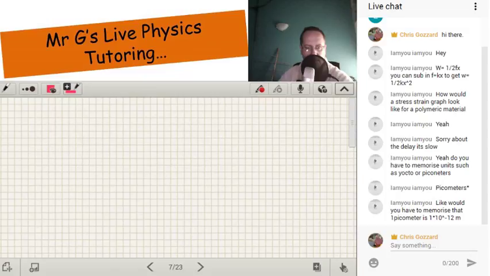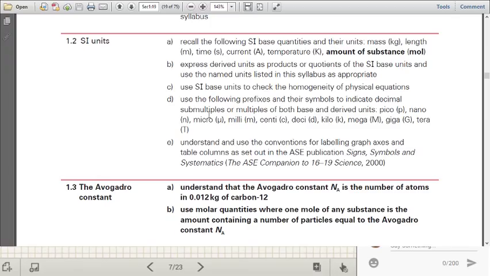Okay, so this is the syllabus here. If you read through it, it says: use the following prefixes and their symbols to indicate the decimal multiples and submultiples of both base and derived units: pico, nano, micro, milli, centi, deci, kilo, mega, giga, and tera. Okay, so pico is 10 to the minus 12.